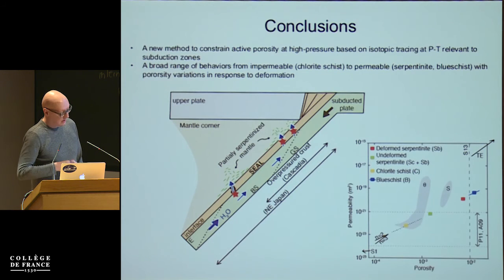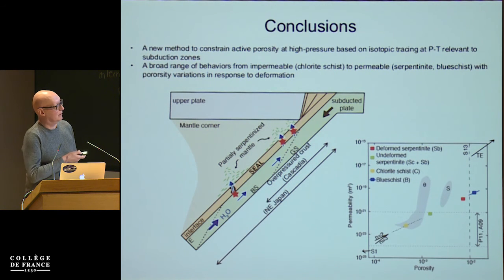So I'm nearly done with my talk. We've set up a new method to constrain active porosities in rocks at high pressure. And an important result is that we have a broad range of behavior, from nearly impermeable for the chlorite schist to permeable for deformed serpentinites and blue schists, with porosity variation in response to deformation, which is important for establishing an earthquake cycle, for example.